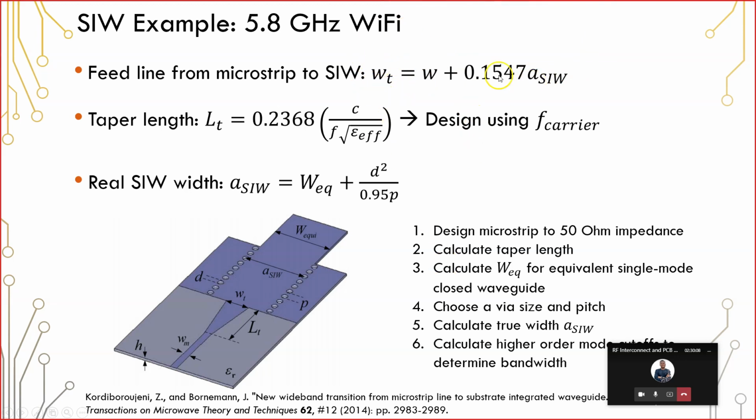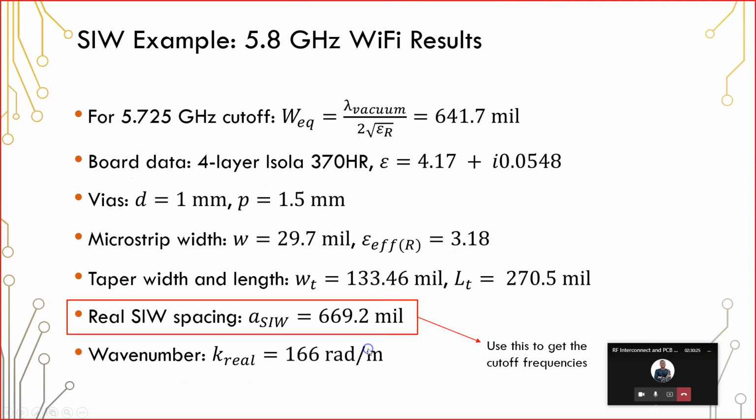Okay. So we have some values that we get to choose. It's W and then A sub SIW and then the frequency, and we plug those in here, and then we can use that to get these different terms in terms of the width, the equivalent width, and then we can use that to calculate the frequencies. So let's just suppose for a moment we want to have a cutoff at 5.725 gigahertz for this structure that we're calculating. So this would support 5.8 gigahertz Wi-Fi.